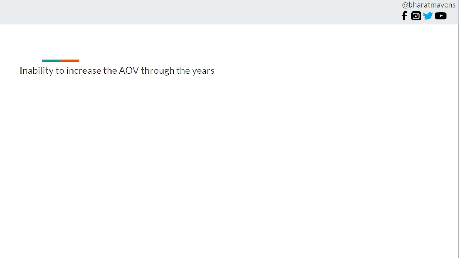Inability to increase the AOV is crippling many D2C brands and shutting them down, because they are not able to keep up with the rising CAC. Okay, CAC is rising by 10%, but can I increase AOV by 16-17% in that duration itself? Don't try to measure AOV every day. Try to measure week-on-week and month-on-month trends of how you are progressing towards the AOV. That should be the case.